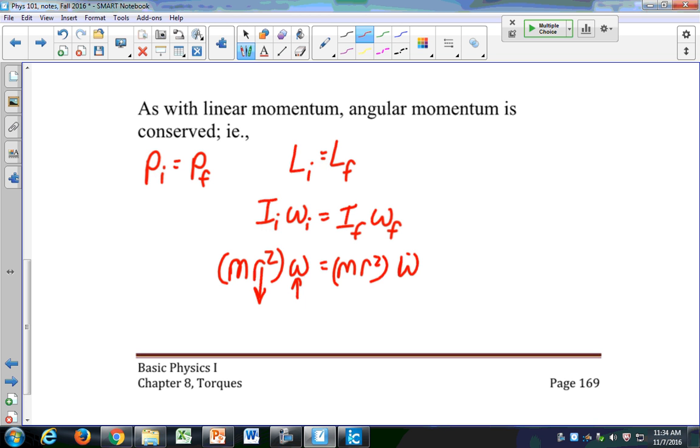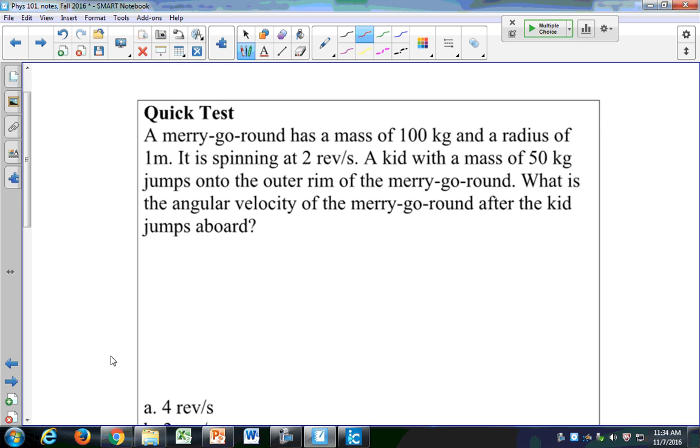He slows down because his arms are going out, and that increases his moment of inertia. And he speeds up when he brings his arms in because it decreases his moment of inertia and causes him to spin faster and faster. Let's try a problem like this. Clicker question.